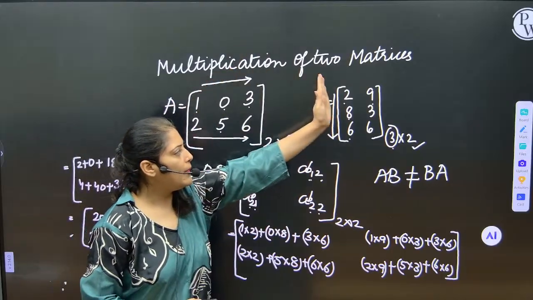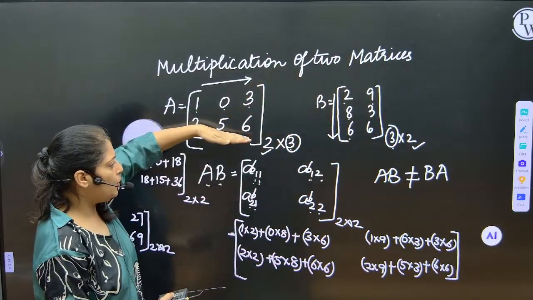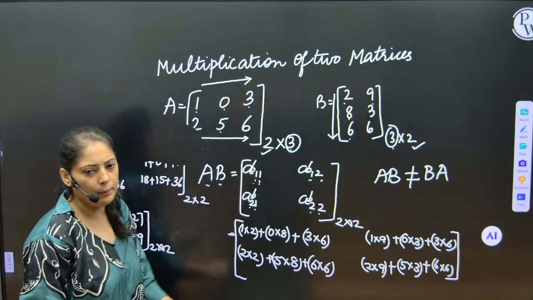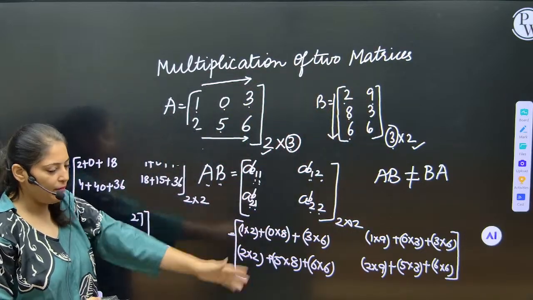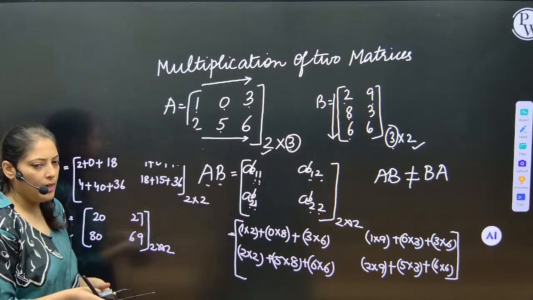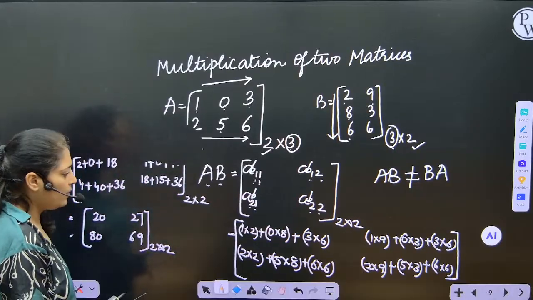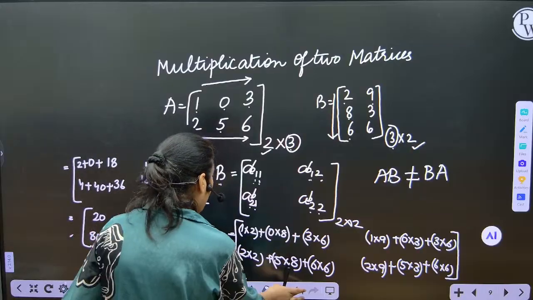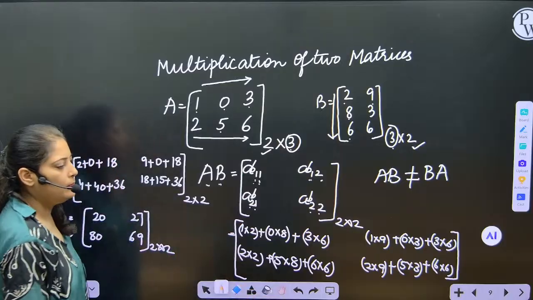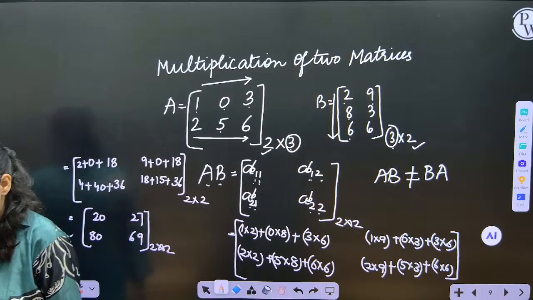First row will be multiplied with first column, first row will be multiplied with second column. Second row will be multiplied with first column, second row will be multiplied with second column. Okay, that is what I have done. Add them and get the answer. All right, just have a look and then I'll proceed.